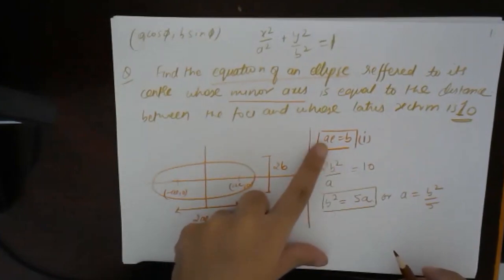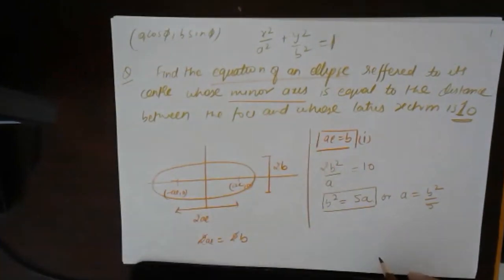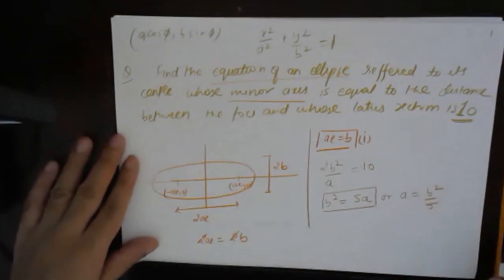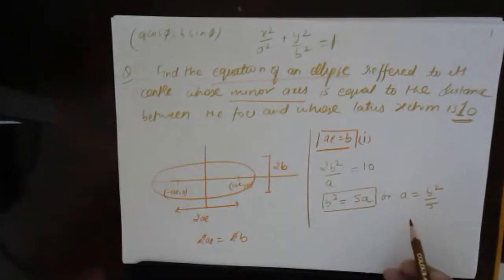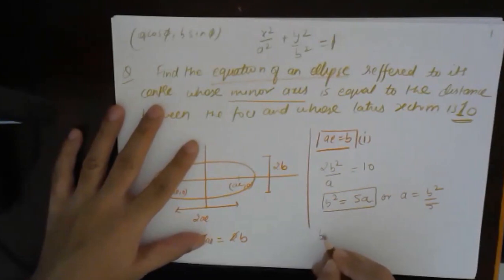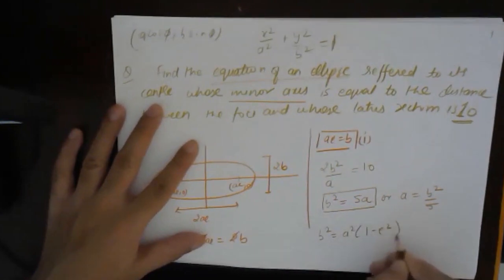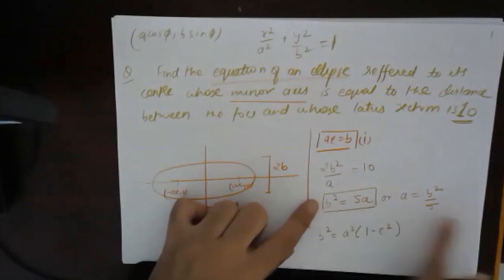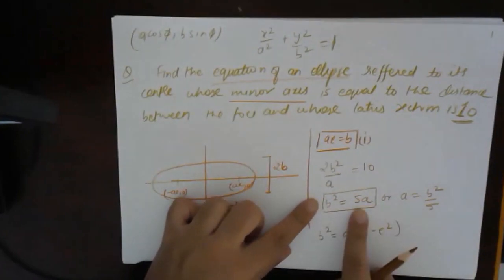So now I have one more equation. These are the two equations I got: ae is equal to b and b square is equal to 5a. There is one more equation, the relation between a, b and e. What is that relation? The relation is b square is equal to a square into 1 minus e square. Now what is b square? b square is already given as 5a, right?